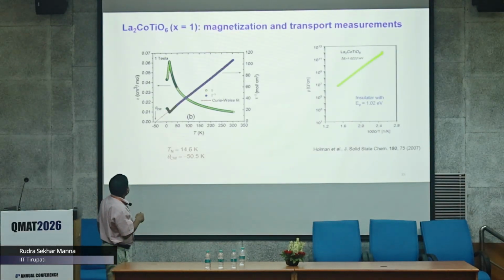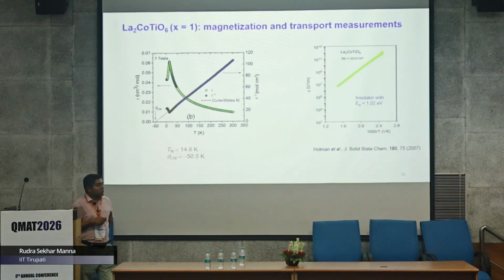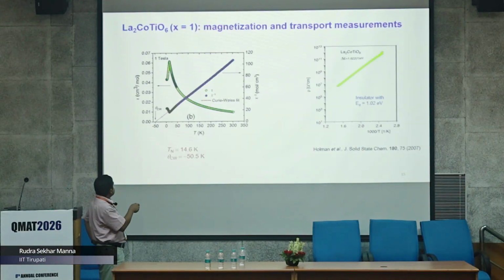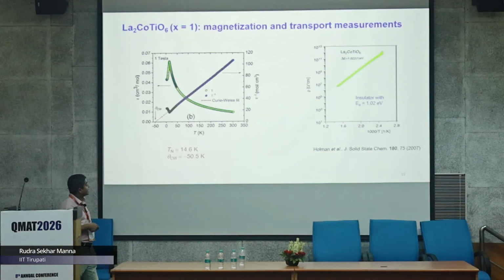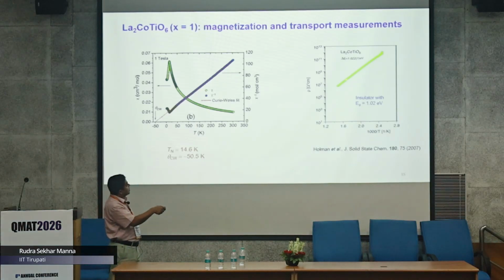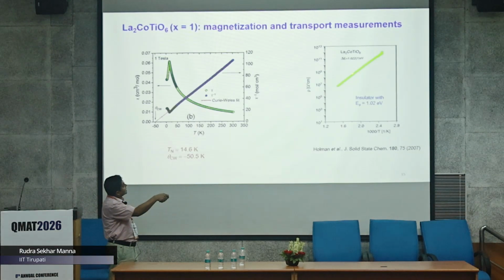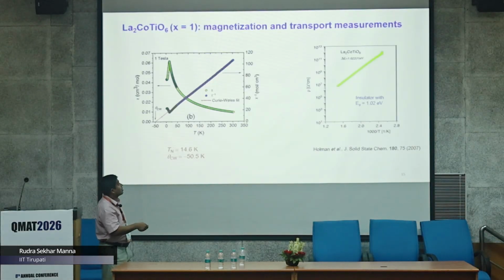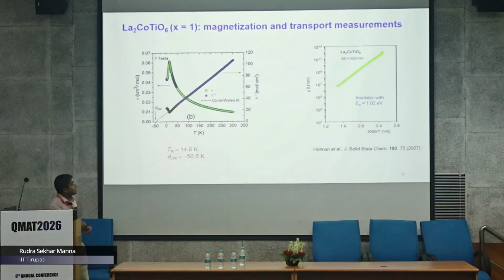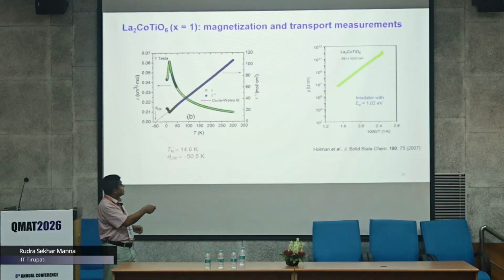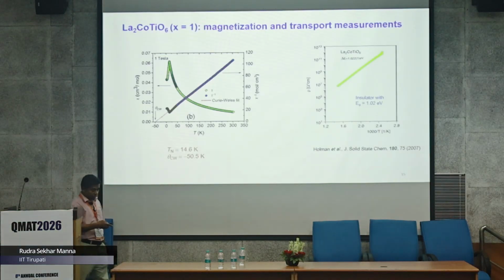So the other end, when you have x equal to 1, we did some more calculations. First of all, it's an antiferromagnet. You can see, and there you do the Curie-Weiss fit, you get a Curie-Weiss temperature of minus 50 Kelvin, strong antiferromagnetic interaction. And there is some literature we also found, they also did this around 10 years back. They measured resistivity, also very high resistance. You can see it's of the order of more than 10^7 ohm per centimeter here. And from that they estimated the gap value to be 1.02 eV.